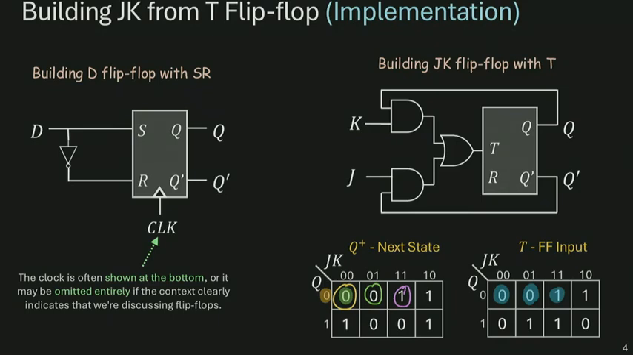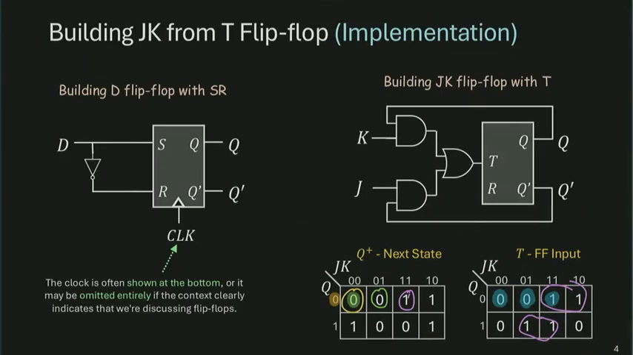And then I'll find the minimal expression from the K-map, which translates to JQ plus KQ, which is exactly what I implemented at the T flip-flop inputs. That is a combinational function corresponding to this K-map. So this is like a motivational example for the implementation process, and we'll see this in more technical detail, and with more complicated examples in a second.